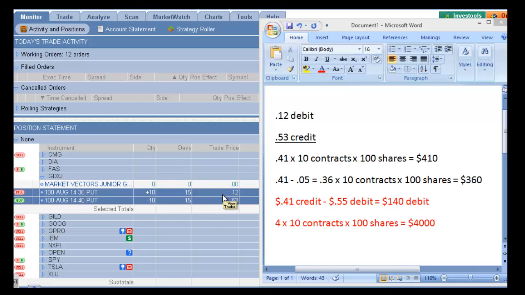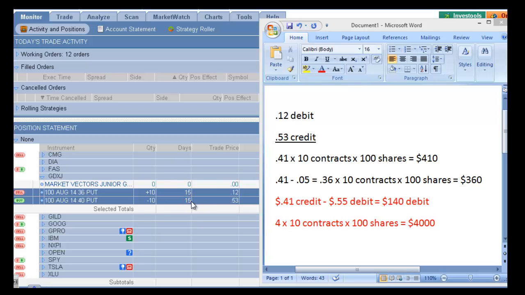I collected 53 cents, which is a credit for one strike price, and then it was a debit of 12 cents for the strike price that I bought. So if we take the 12 cents and debit it from the 53 cents, that's going to give me a total of 41 cents. And since I have 10 contracts times 100 shares, that's going to give me a grand total of $410, 15 days from today upon expiration Friday.